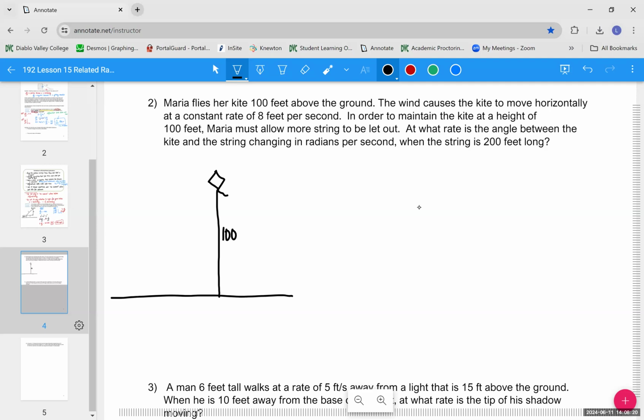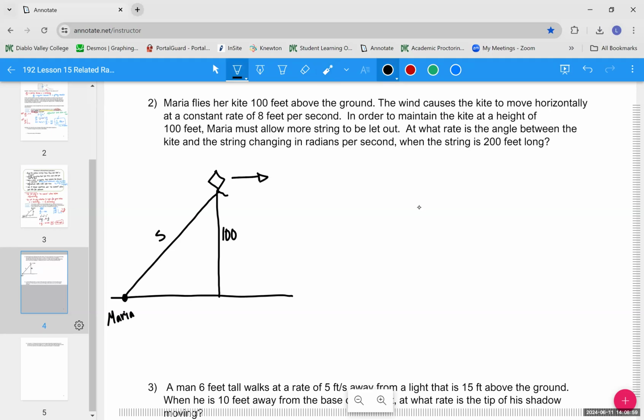Really important. So I got to put Maria somewhere. So this is Maria. And she's got string. So I'm going to label that with an S, up to the kite. So what's happening? The wind is causing the kite to move horizontally at a constant rate of 8 feet per second. And she's having to let out more string. So if the kite was moving this way, she'd be letting in string. So the kite must be moving that way. Kite is going this way.